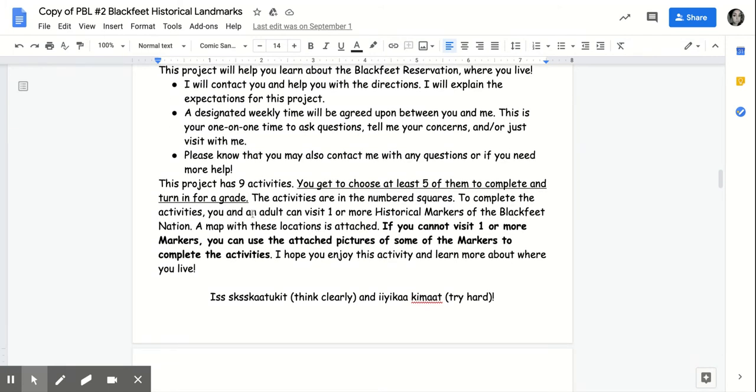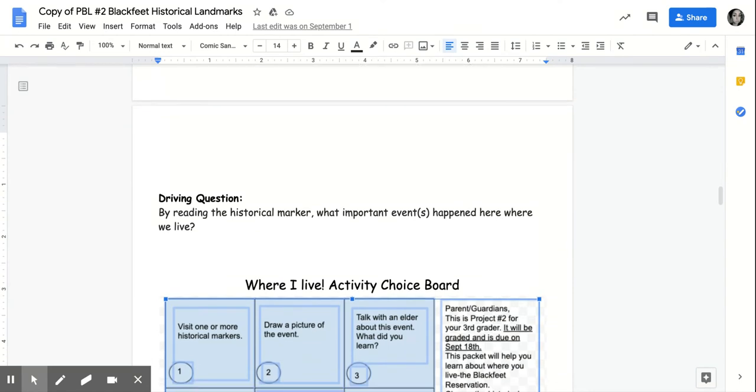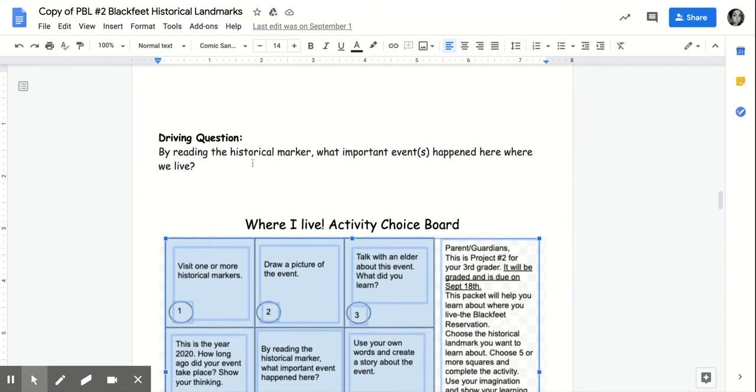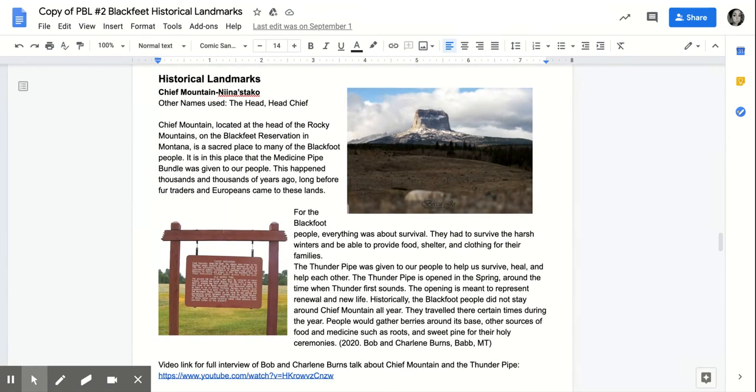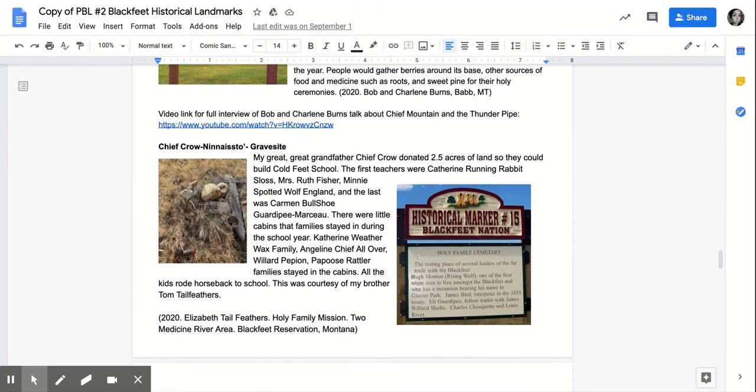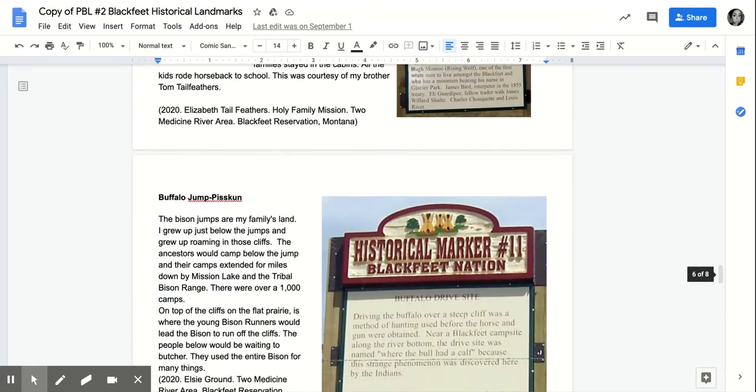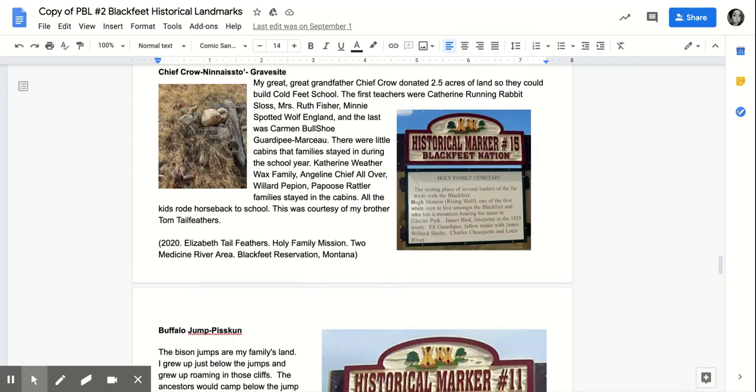To complete the activity, you and an adult can visit one or more historical markers on the Blackfeet Reservation, or if you cannot visit them, just use the attached pictures of some of the markers to complete the activities. So, our driving question for this project is, by reading the historical marker, what important events happened here where we live? And just remember, you don't have to go to these places. We have provided some of those historical markers here in your project. So you can choose one of them to look at, or you can choose 2 of them. It just depends on which activities you choose.